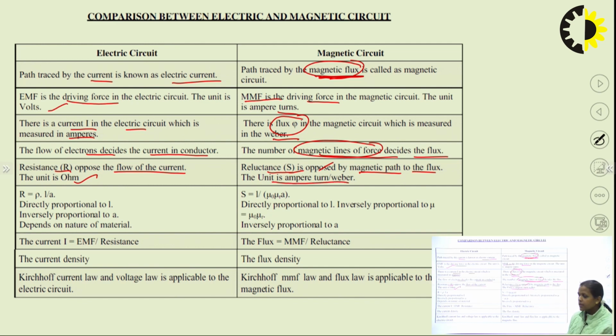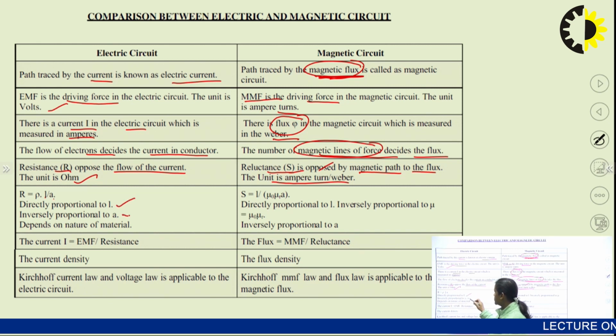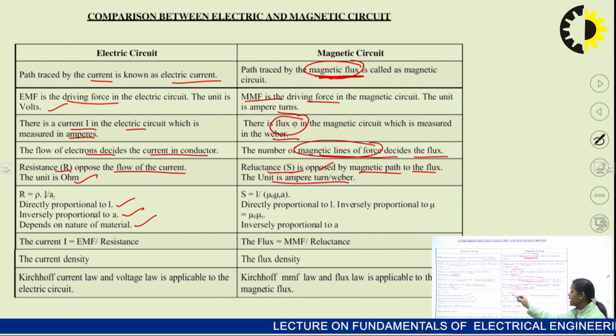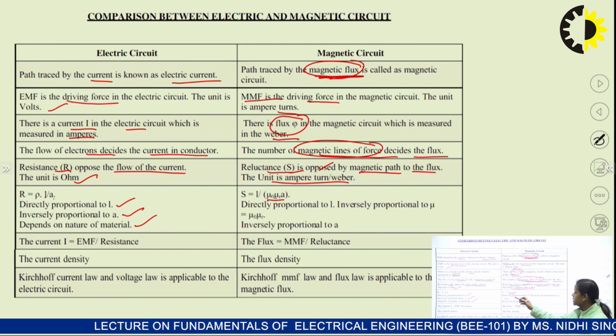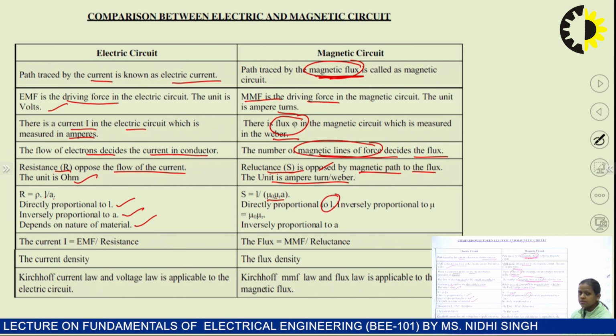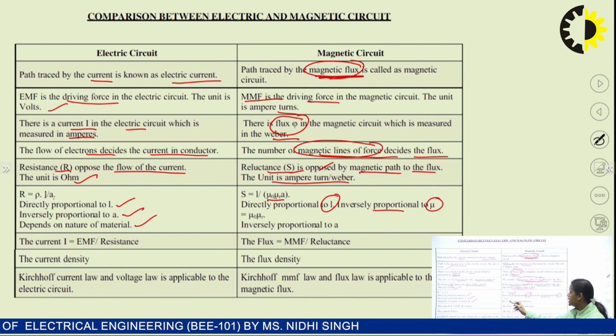Here we can define R as resistivity into L upon A. It is directly proportional to the length, inversely proportional to the area, and it depends upon the nature of the material. And we can define S as L upon mu naught A, where mu stands for mu naught into mu r. Basically it is directly proportional to the length, meaning the mean length, and inversely proportional to the permeability, and also inversely proportional to the area of cross section.